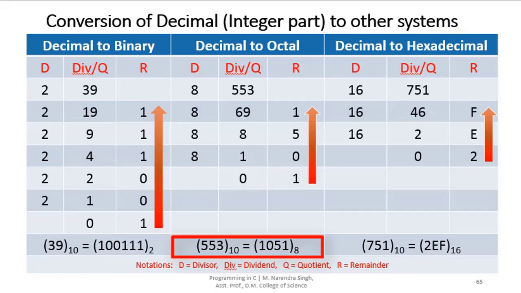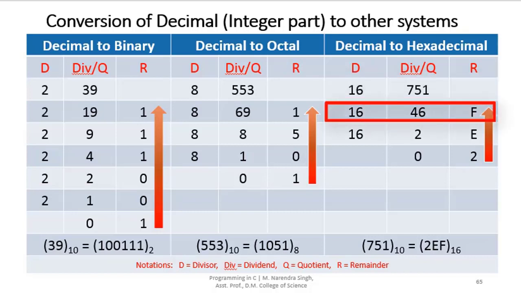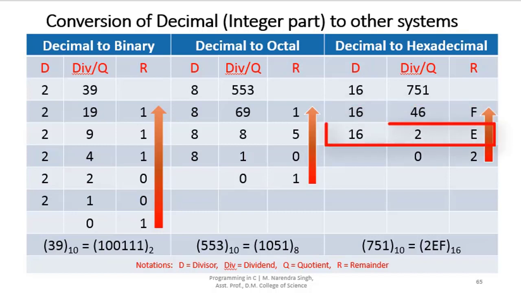This is base 8. Similarly, we can convert the decimal number 751 to hexadecimal number. For this, we have to divide by 16. Let us divide 751 by 16. Now the quotient is 46 and the remainder is 15. In hexadecimal, we write 15 as F. So in the remainder column, we write F. Now we divide 46 by 16. The quotient is 2 and the remainder is 14. And in hexadecimal, we write 14 as E.